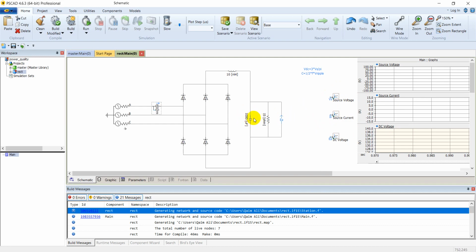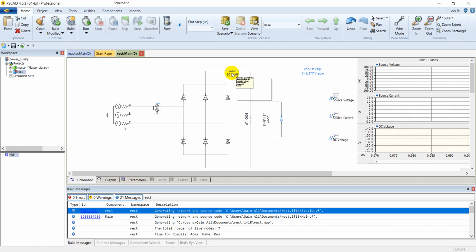So the calculation of capacitance is done using this formula: 1 divided by 2 F times V ripple, and we have considered 10 volt peak to peak ripple. And the formula for DC voltage is given here: 3 times Vs divided by pi. So for 100 volts it would be around 135 volts.